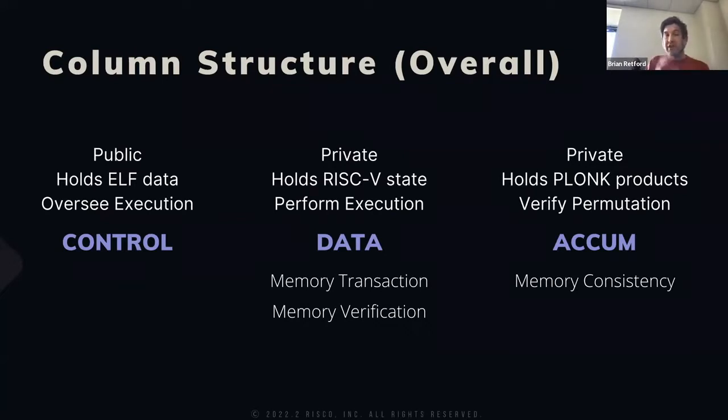So the first set of columns are what we call the code columns. Those columns represent public data that is known to both the prover and the verifier. This is where we encode the control flags that say, okay, this is the initialization cycle, these are the load cycles, the 3-cycle structure of the execution, as well as where we put the actual ELF data that's to be loaded.